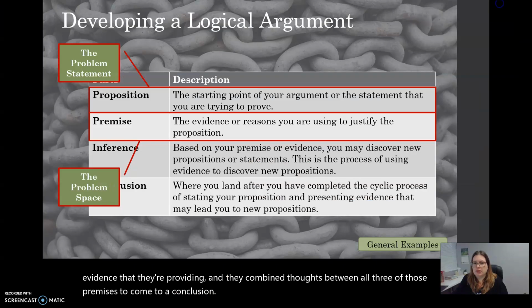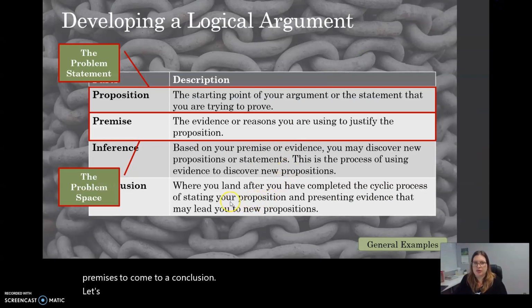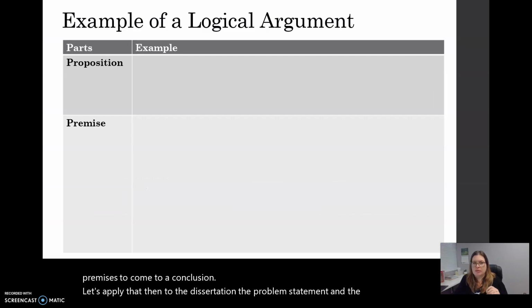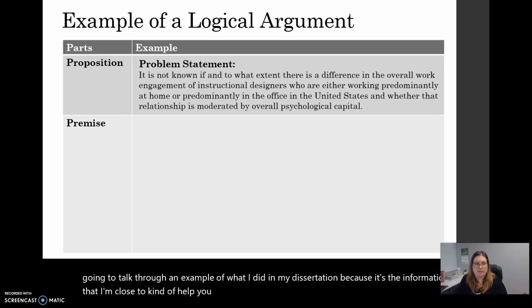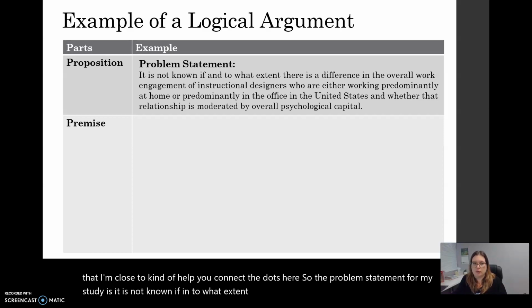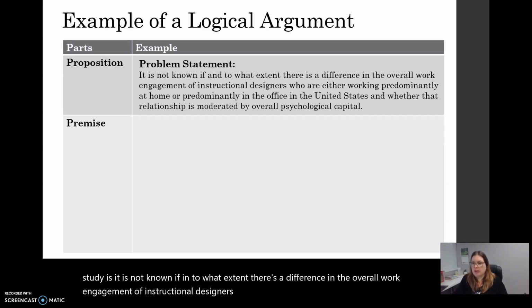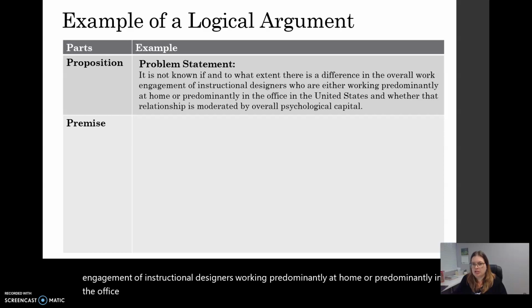So let's apply that then to the dissertation, the problem statement and the problem space. So I'm going to talk through an example of what I did in my dissertation because it's the information that I'm close to, to help you connect the dots here. So the problem statement for my study is, it is not known if and to what extent there's a difference in the overall work engagement of instructional designers working predominantly at home or predominantly in the office, and whether that relationship is moderated by psychological capital.